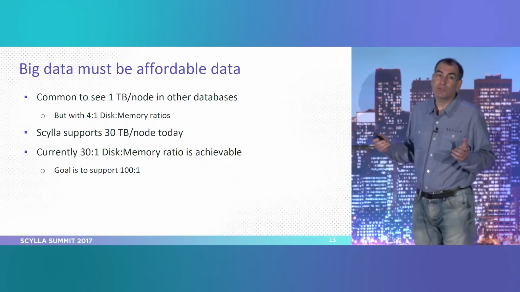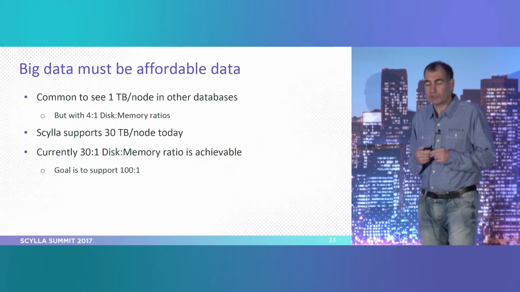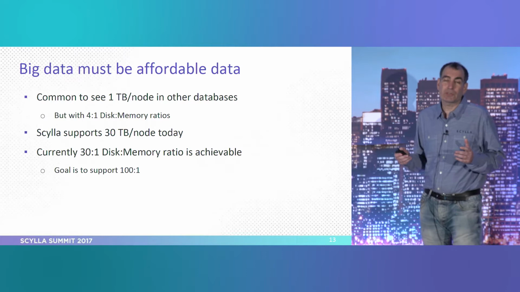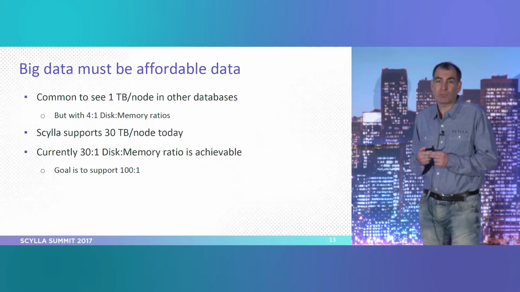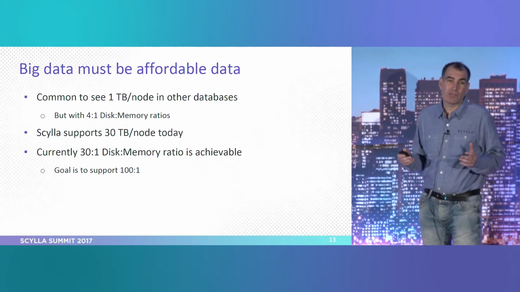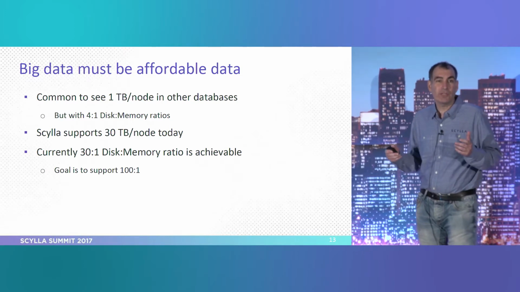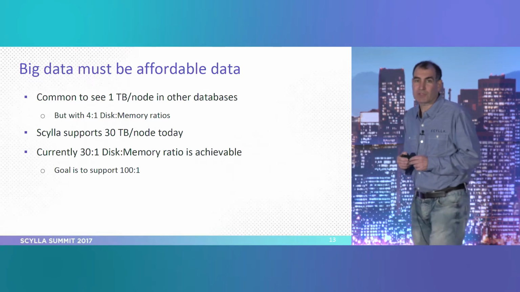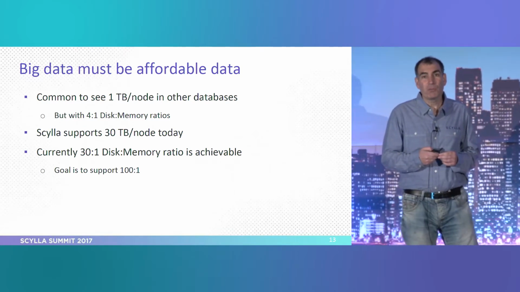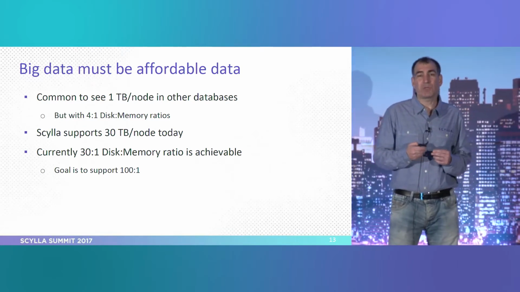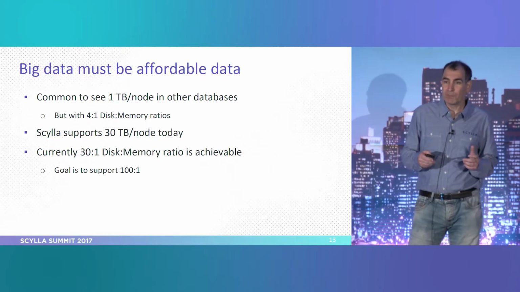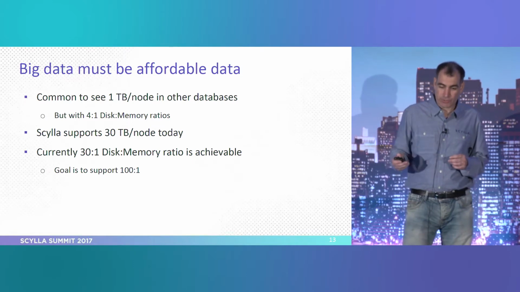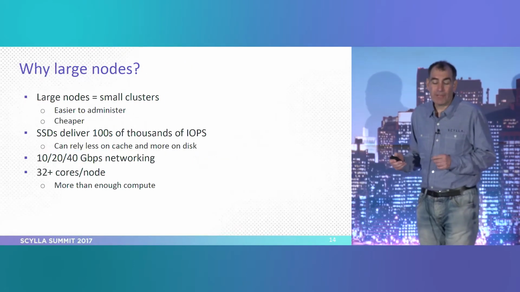In ScyllaDB, you can have nodes with 30 terabytes of data. And we require about 30 to 1 disk to memory ratio. So if you have 15 terabytes of data, you will need 500 gigabytes of RAM on your machine. It really depends on the workload, but that's a general rule of thumb. But our goal is to go even higher than that. We want to go to about 100 to 1 ratio between the disk space under management and the RAM in your nodes.